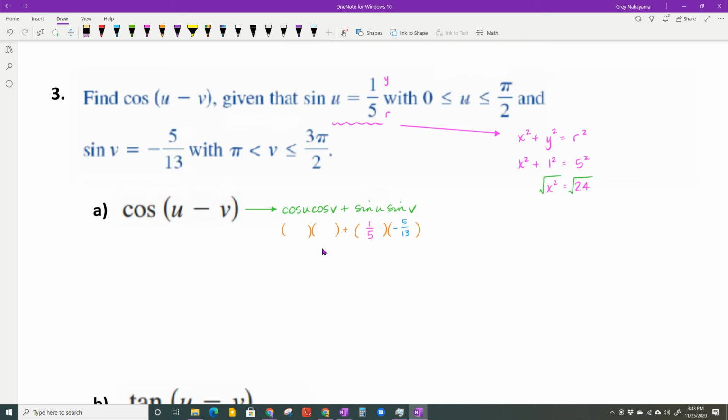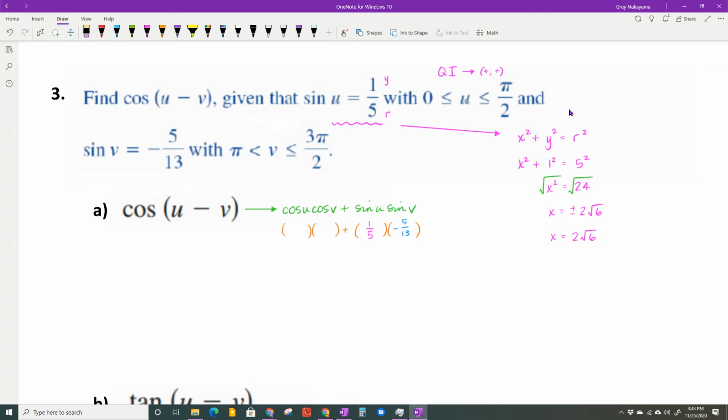I'm going to take the square root of both sides. And I've got to remember my plus or minus 2 square roots of 6. Now, how do I know if I need plus or minus? Well, that's what this is telling you up here. The fact that u is between 0 and pi over 2, well, that tells us it's in quadrant 1. And in quadrant 1, my signs are positive, positive. So that means I want the positive 2 square roots of 6.